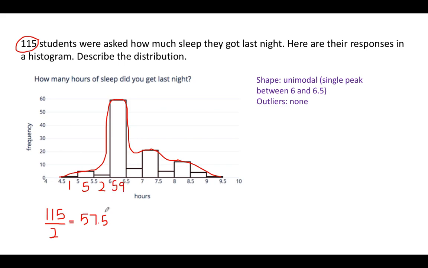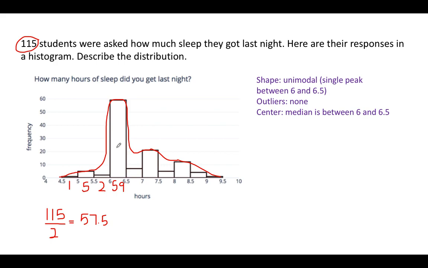So the 57th and 58th data point would be in this tall bar because you have 1, then you have 6 data points total. Now you have 8 in the first 3 bars, and then you're adding another 59 data points in this 4th bar. So the 57th and 58th data point would be in this 4th bar, and that's where the median would be. So I'm going to say the median is between 6 and 6.5 because that's where this bar is located, 6 and 6.5.